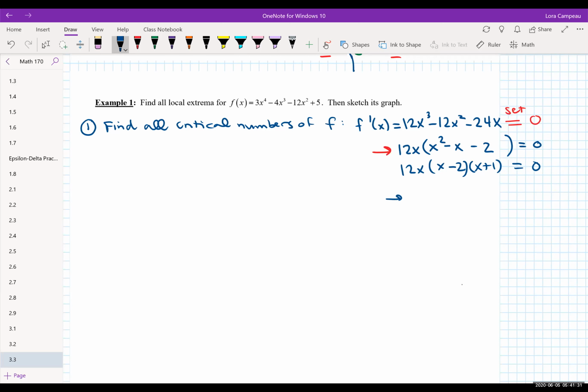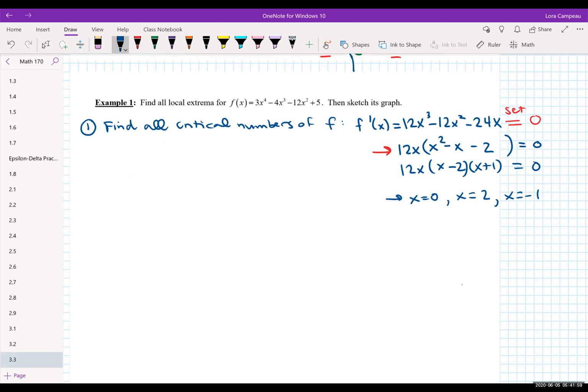The 12x, so 12 times x, the x was in the factor, so x should be equal to 0. We have another case of x equals positive 2 or x equals negative 1. So there's 3 critical points in this function. A lot of times what I'll do is create a mini number line to help me analyze this a little bit nicer.